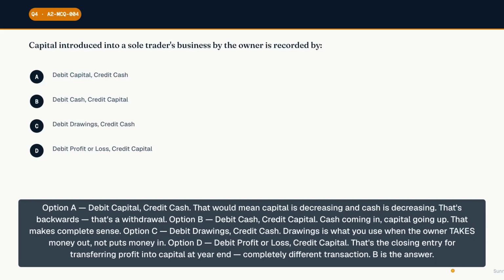Option B, debit cash, credit capital. Cash coming in, capital going up. That makes complete sense. Option C, debit drawings, credit cash. Drawings is what you use when the owner takes money out, not puts money in. Option D, debit profit or loss, credit capital. That's the closing entry for transferring profit into capital at year-end. Completely different transaction. B is the answer.